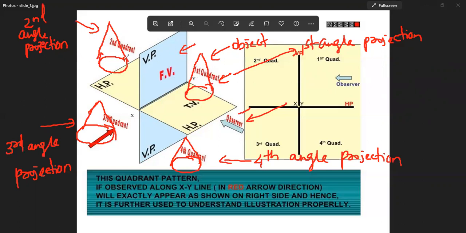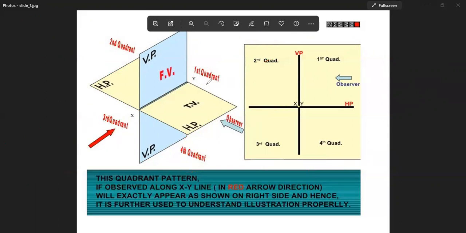So in the case of the second quadrant, what is the case? Observer, plane of projection, and object. That is the second quadrant. If we are considering the third quadrant, observer, plane of projection, and object. And in the case of the fourth quadrant, observer, object, and plane of projection. Okay, so our problem is the object is in the first quadrant.